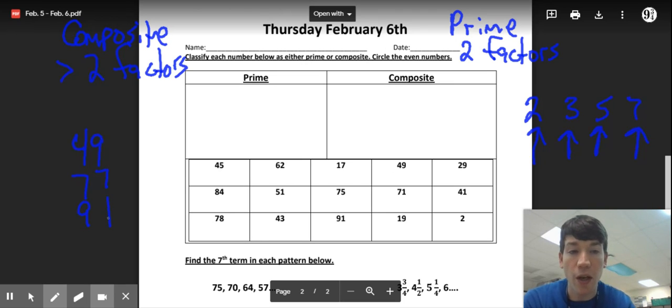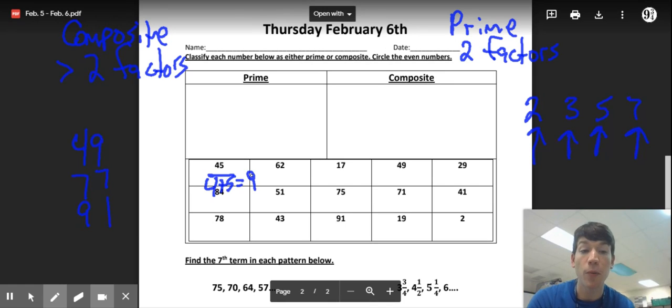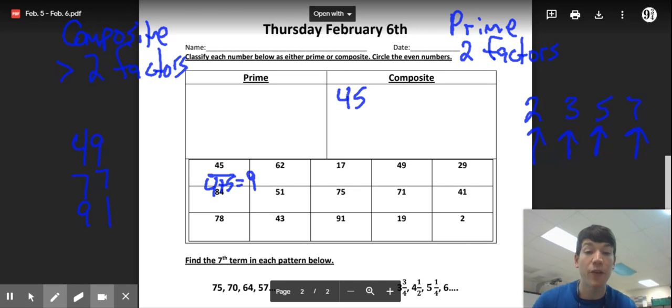All right, so we'll start by going over a couple of these as we go through. So I'm going to start with 45. I would ask myself, is 45 a multiple of 2? No, because it's an odd number. It ends in a 5. Is it a multiple of 3? Well, if I add those digits together, 4 plus 5, that gives me 9. And if 9 is a multiple of 3, 3, 6, 9, which it is, then so is 45. So that would make it a composite number because it has at least 3 factors: 1, itself, 45, and 3. And also 45, if we looked, is a multiple of 5 because it's counting by 5s.